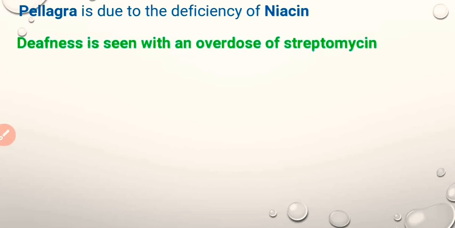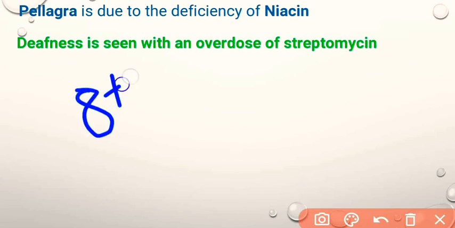Next, deafness is seen with an overdose of streptomycin. Streptomycin is a drug of choice in a tuberculosis patient. This streptomycin affects the 8th cranial nerve, which is the vestibulocochlear nerve, and it causes ototoxicity, and in severe cases it will lead to deafness.